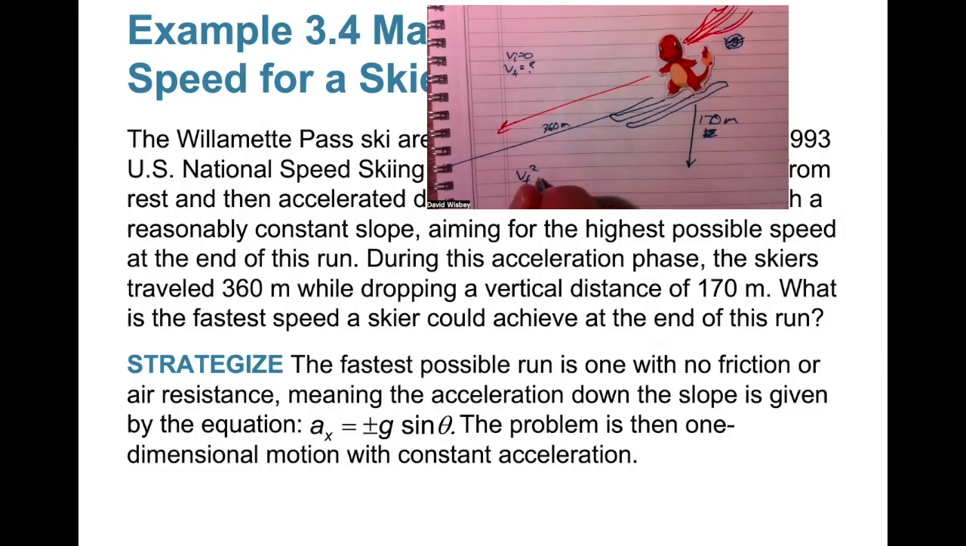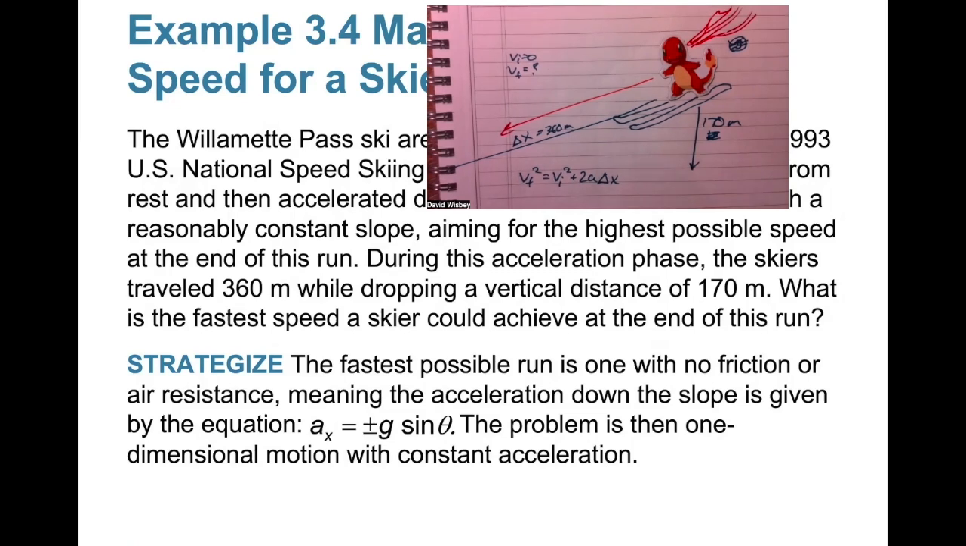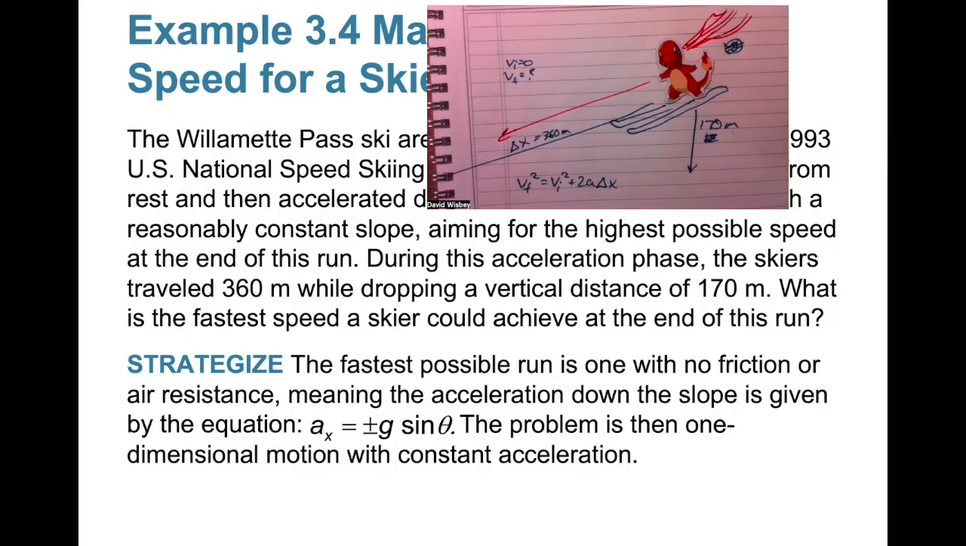Probably VF squared equals VI squared plus 2A times delta X. Well, we know what delta X is here. Delta X is 360 meters, but we need to get our acceleration. And so, do we need to know this value? To be determined. They did give us this. During this acceleration phase, the skier traveled. Yeah, I think this is the vertical distance here. All right, what is it even asking? What is the fastest speed a skier could achieve at the end of this run?